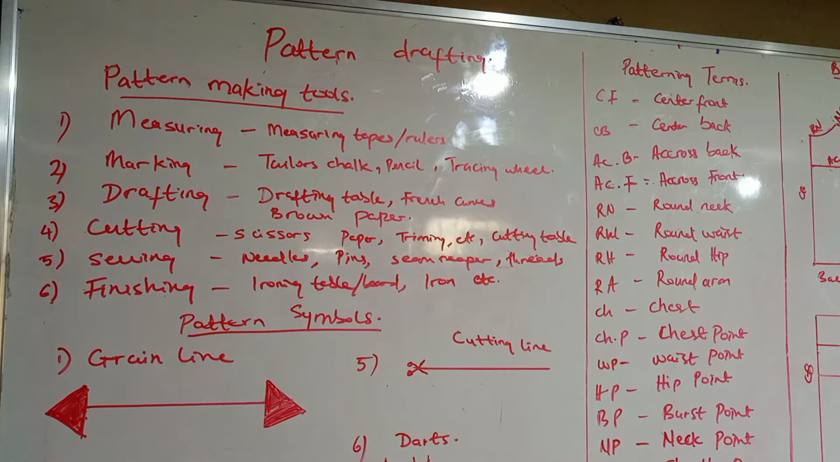Then you also have the drafting devices. These are the tools that help you to draft your pattern on your patterning table. You have your patterning table, your French curve, the brown paper, your pencil, your cleaner, and the thumb pins. Those are your drafting devices. Then you also have the cutting devices, your scissors, and your trimming scissors, the cutting table, and the rest.